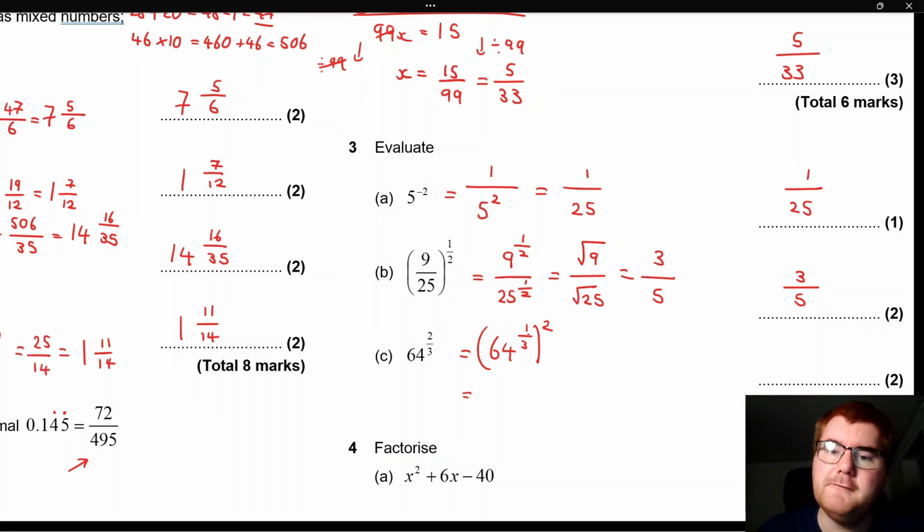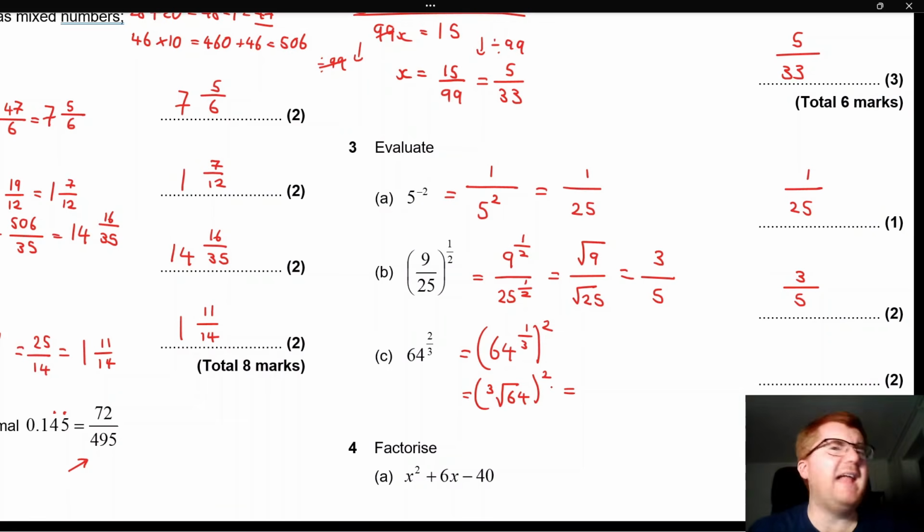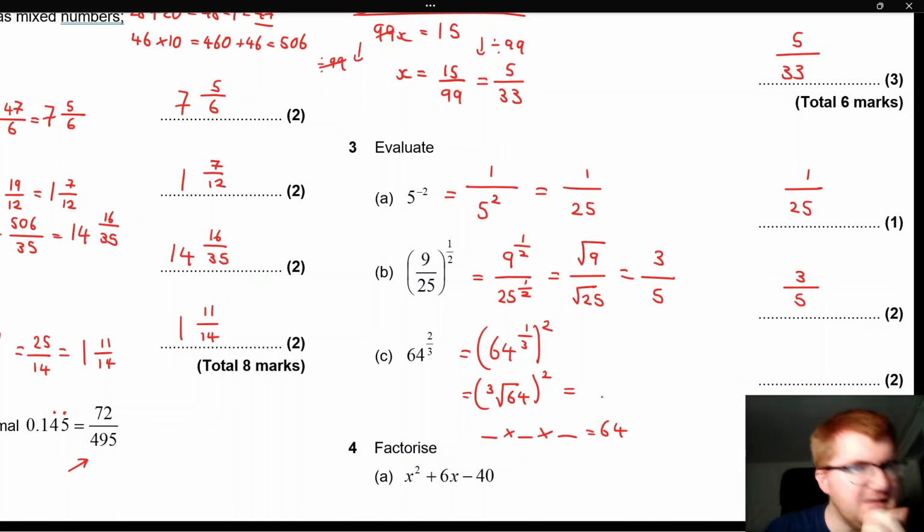Now remember, a fraction is some kind of root. We have a 3 here, so we're looking for the cube root of 64. And then we're going to do the squaring afterwards. Now, how do you work out a cube root if you don't know these? Well, think of this as something times something times something, so 3 somethings, hence the cube root, is equal to 64. What is that something? And it has to be a whole number.